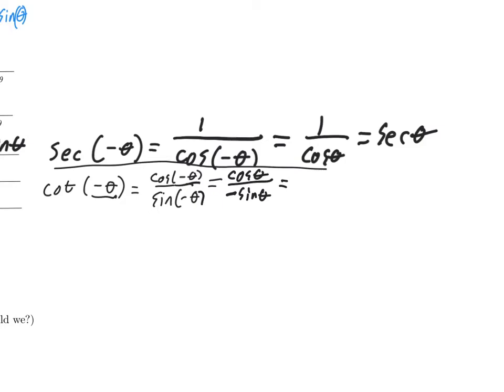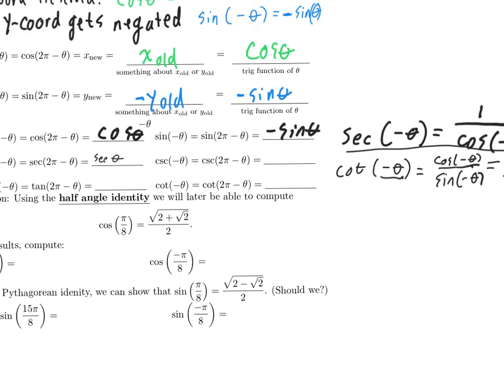Well, I see a negative sign just in the denominator. I see x divided by negative y. So I can pull that negative sign out in front of the fraction. So I'll get negative cosine theta divided by sine theta. Oh, but cosine divided by sine, that's cotangent. So cotangent of negative theta is negative cotangent theta.